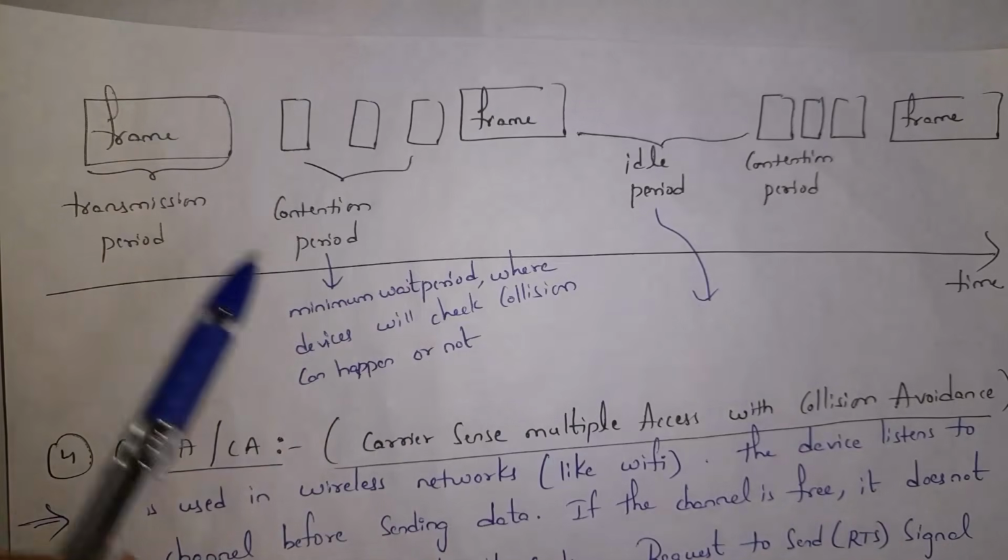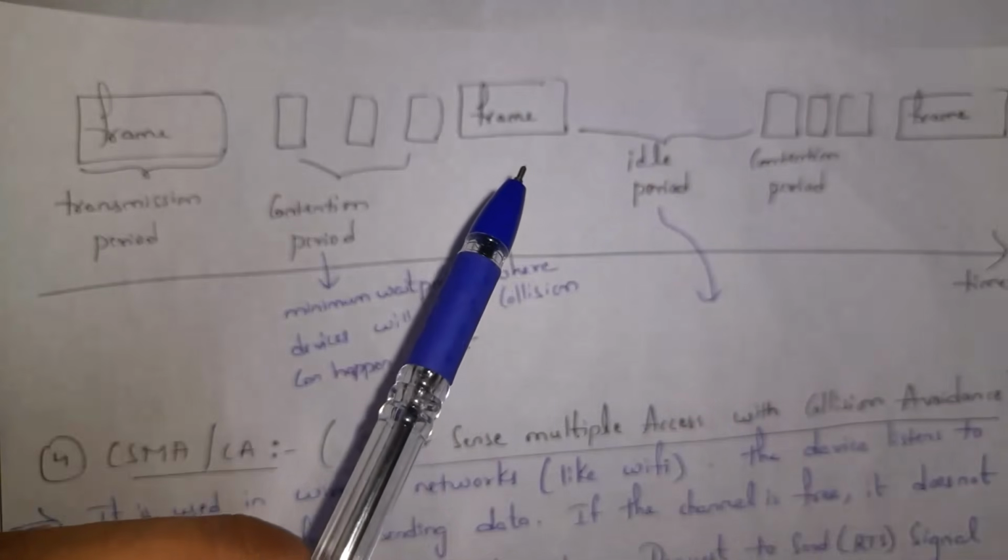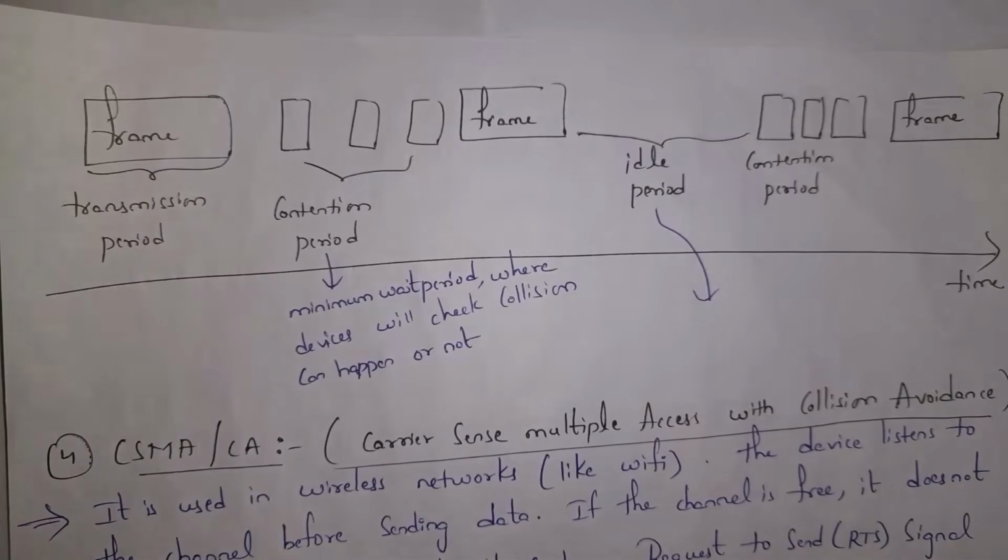As no collision will occur, the device will send the other frame. Just for example, there are multiple devices which want to send data at the same time. So before sending data, all devices will wait.